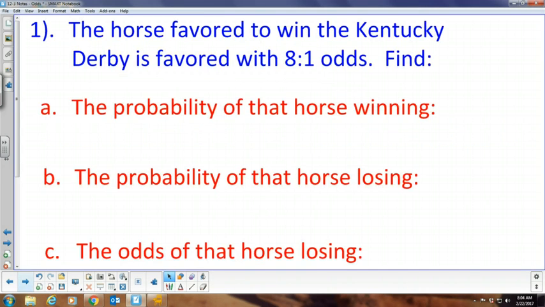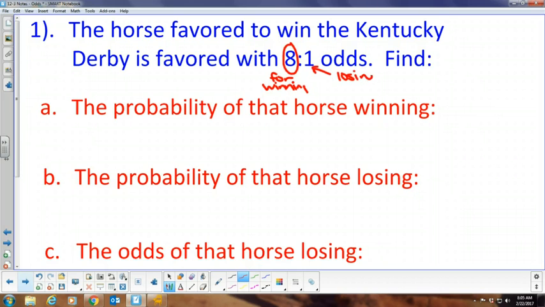So now, if you look at this first problem, it says a horse is favored to win the Kentucky Derby. The horse is favored with 8-to-1 odds. 8-to-1 is how they'd say that. So that means we have 8 chances for winning and 1 chance for losing. So that'd be like odds against. If there are 8 chances of winning and 1 chance of losing, how many total chances are there? 9. That's what's unique about odds, it doesn't have the total anywhere in it. So that means we have 9 possible outcomes.